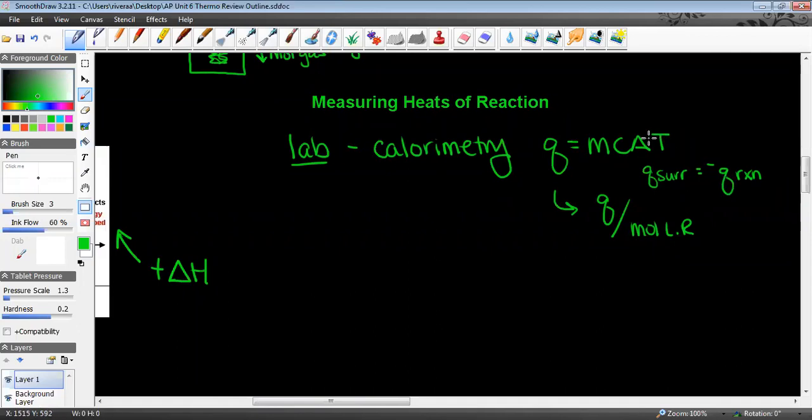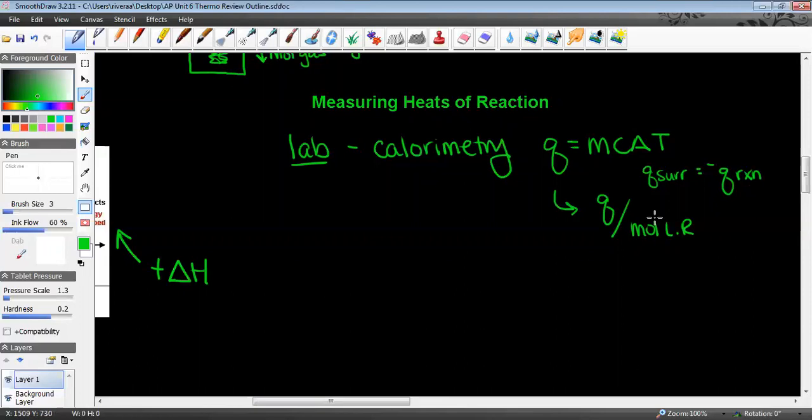So like if your temperature of your surroundings is going up, that means that the surroundings was absorbing energy from the system. So the reaction must have been releasing heat. So if you get a positive Q of your surroundings, that means you have a negative Q of your system or your reaction. And the opposite is also true. If your surroundings is getting colder, that means it's losing heat. It's negative Q. Where is that heat going? It's going into the reaction. So in that case, the reaction would have a positive Q.